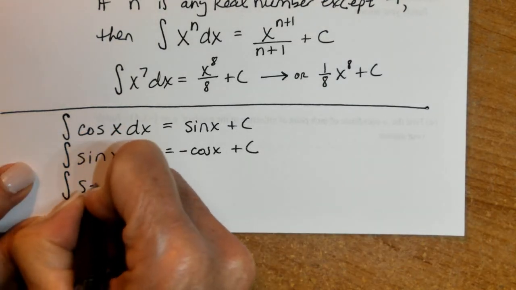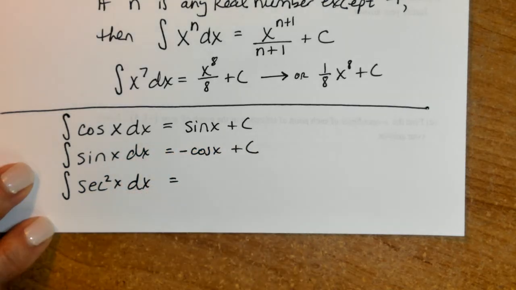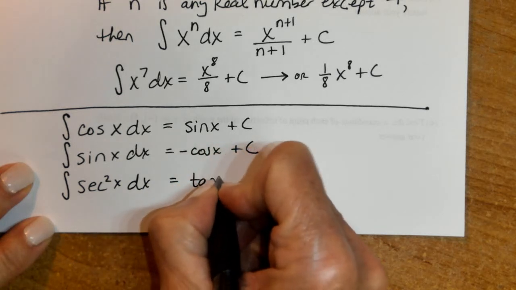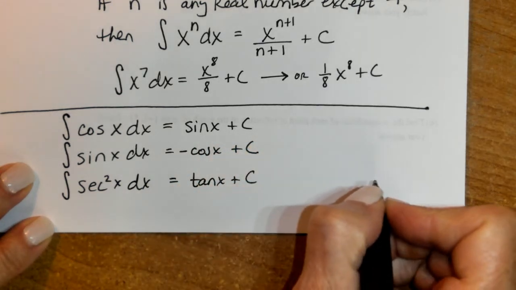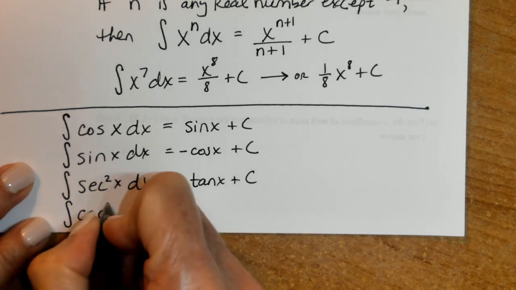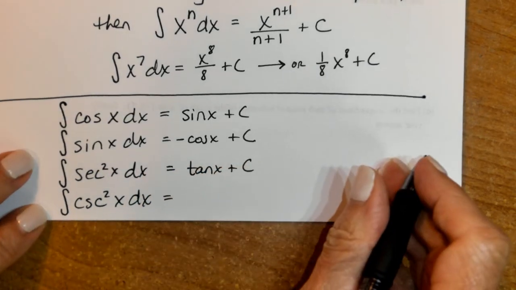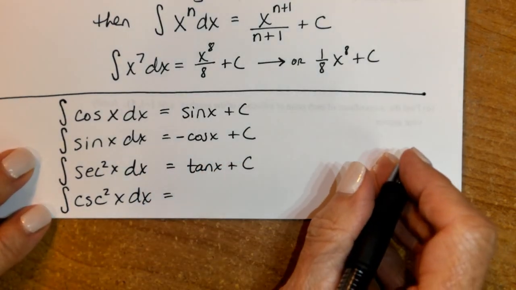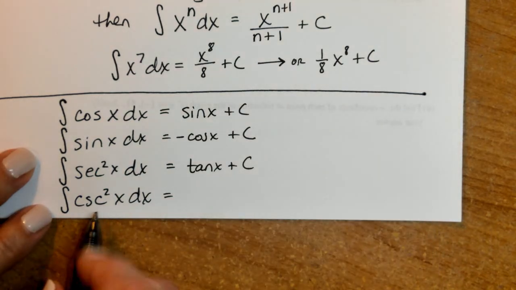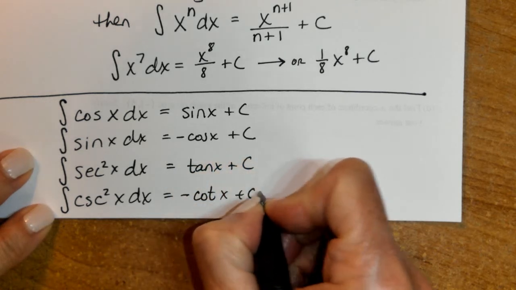What about secant squared? Well, we know the derivative of tangent is secant squared. So this would be tangent x plus c. What about cosecant squared x? The derivative of cotangent is a negative cosecant squared. So we need this to be a negative cotangent x.